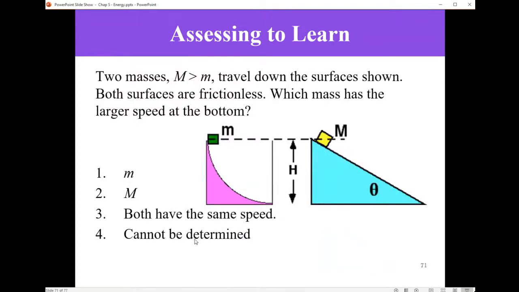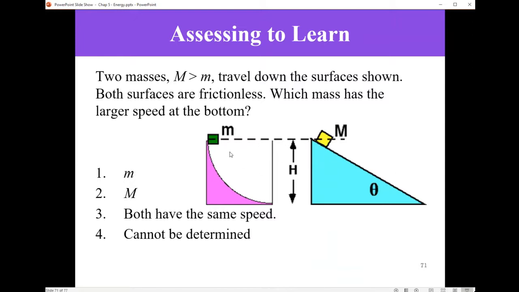Two masses, m greater than m, travel down surfaces shown. Both surfaces are frictionless. Which mass has the larger speed at the bottom? We know that the energy here is mgh. At the bottom it is half mv squared. When you compare, m cancels out, so the velocity depends on the height. It doesn't care about the value of m.